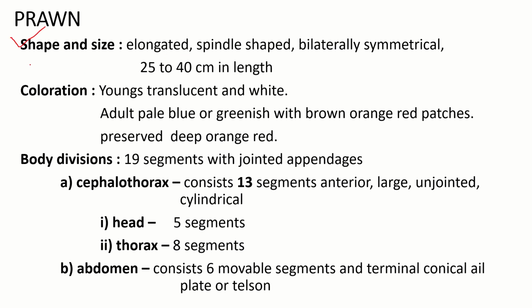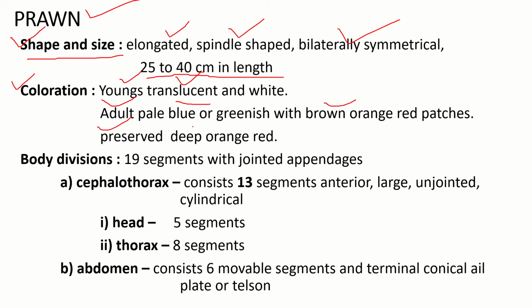Again, some brief introduction about the structure or morphology of this prawn: shape and size. This organism is elongated, spindle shaped, bilaterally symmetrical, and about 25 to 40 centimeters in length. When we consider color, the young are translucent white, adults are pale blue or greenish with brown, orange, red patches. Preserved specimens are deep orange red in color. The body is divisible in two parts, cephalothorax and abdomen.